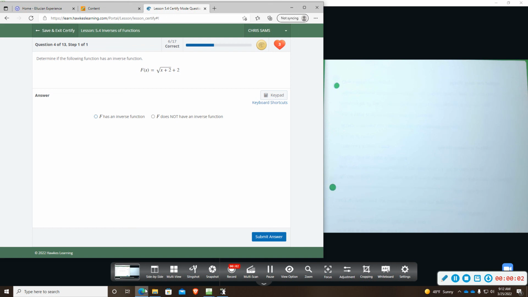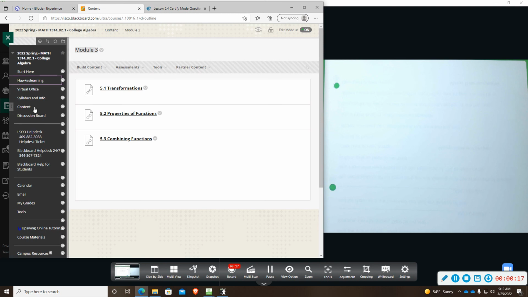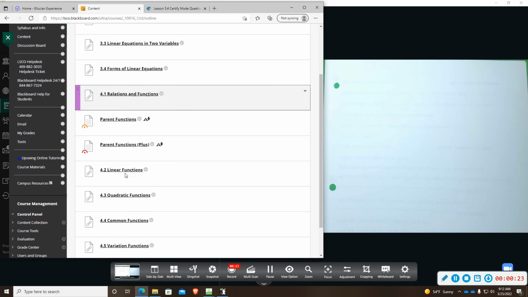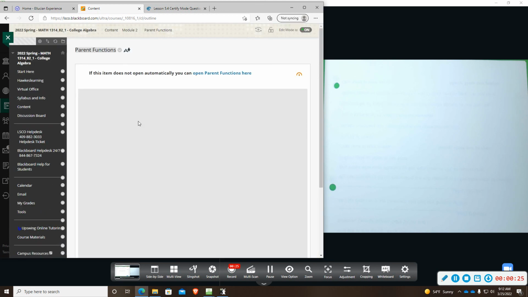Number 4, we want to determine if the following function has an inverse. One of the short ways of thinking about this is if you can recall what the parent function looks like. So let me go back and show you some of those graphs. I think it's module 2 and parent functions.